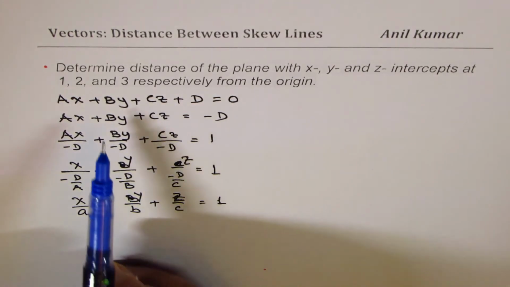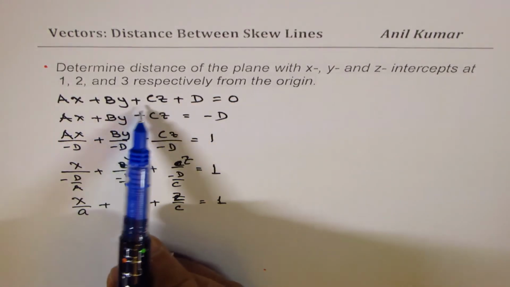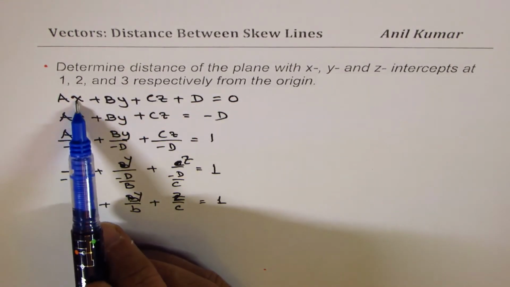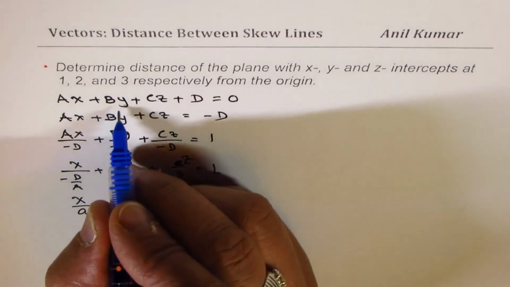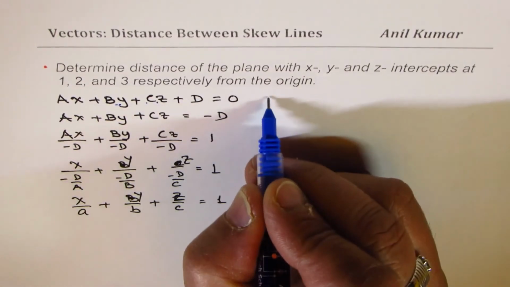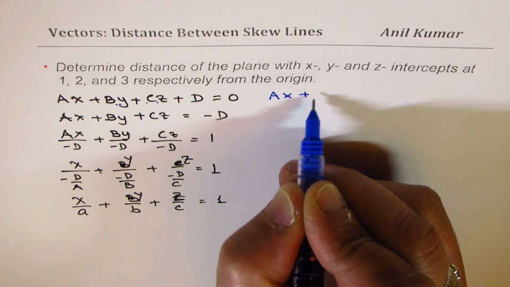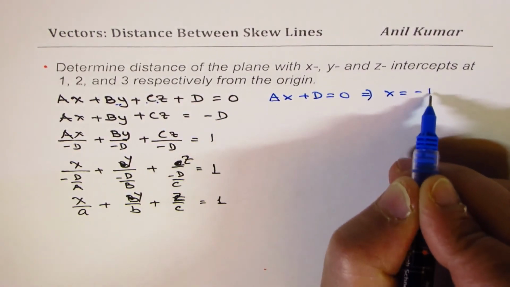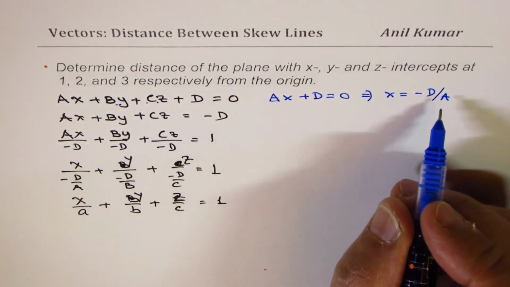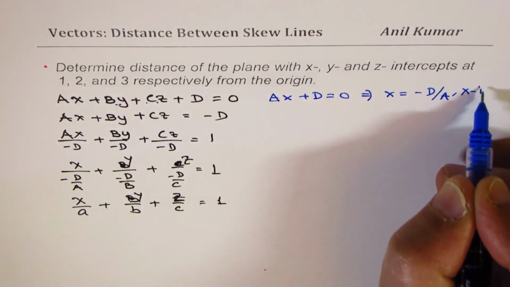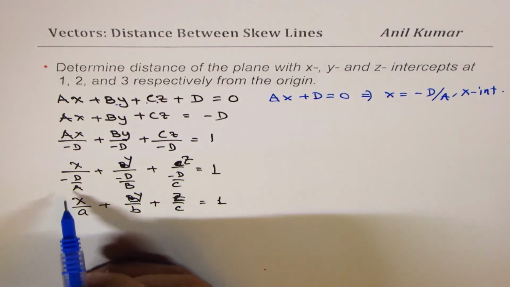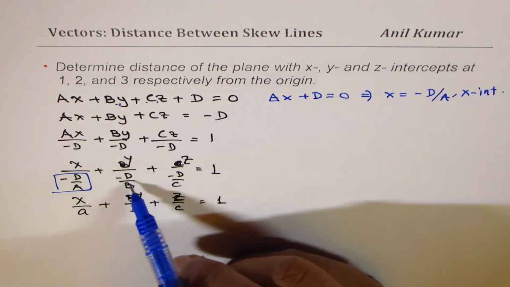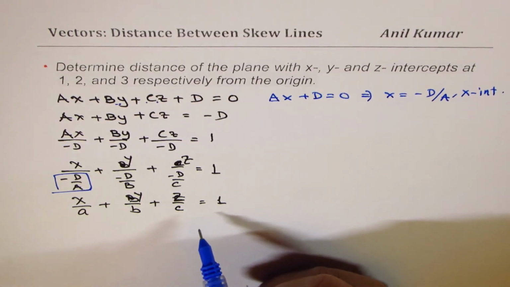You should understand that to find x, y, z intercepts, we have to basically substitute y and z as 0 for getting the x intercept, right? So if I substitute 0, 0 here, I get ax plus d equals 0. That simplifies to x equals minus d over a as the x intercept. So you get this, right? Minus d over a as the x intercept. Similarly, you can derive the others, okay?